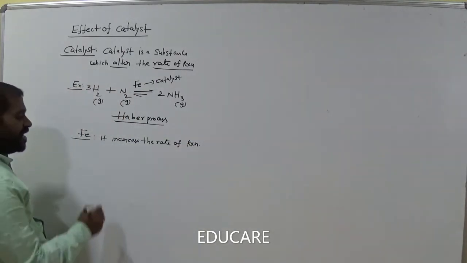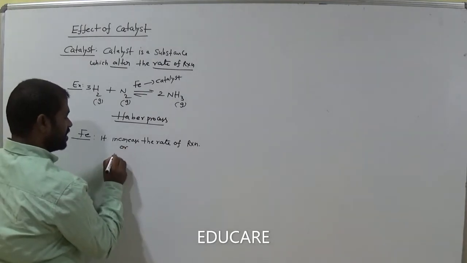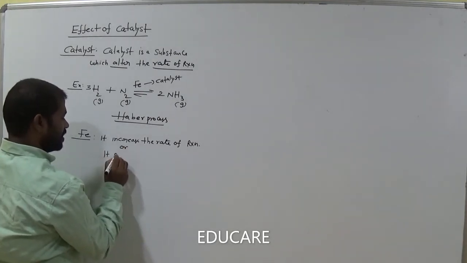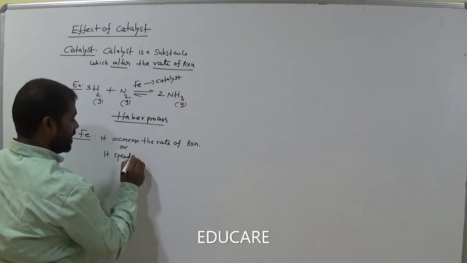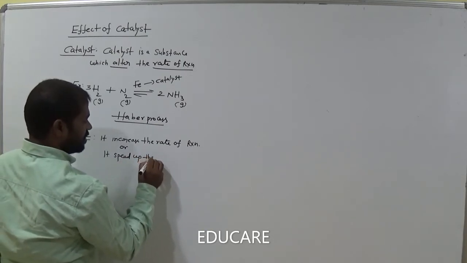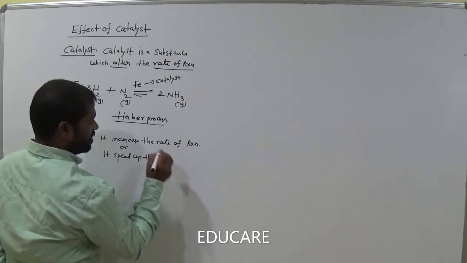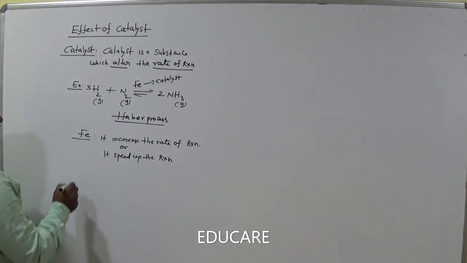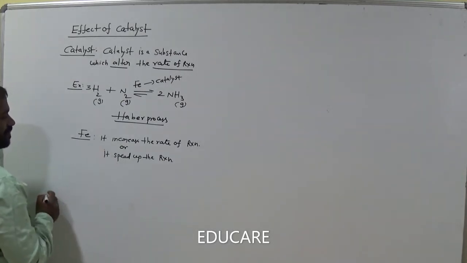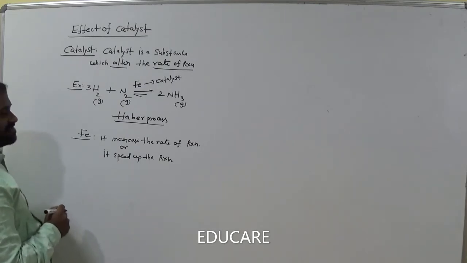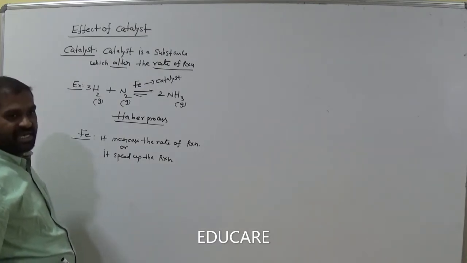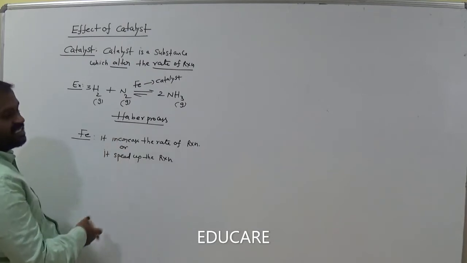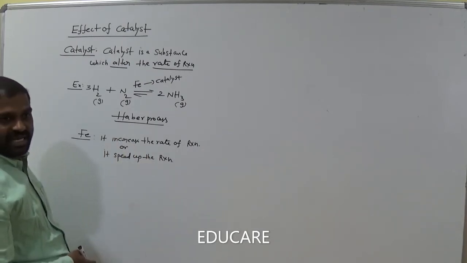Okay, speed up the reaction. A catalyst is a substance which alters the rate of the reaction. So in a particular case, it increases the rate of the reaction.